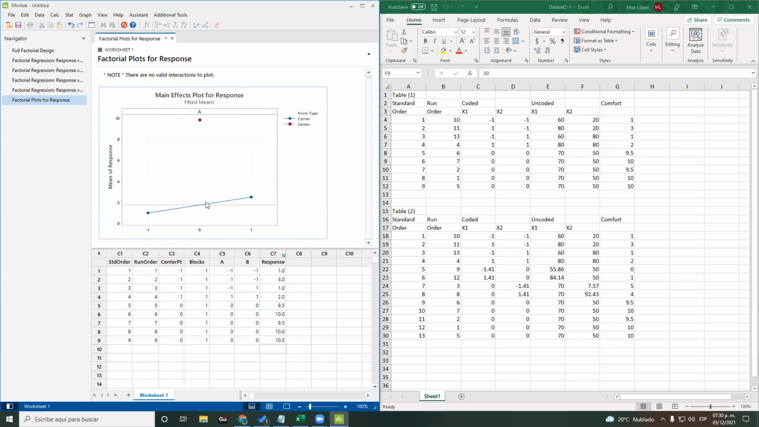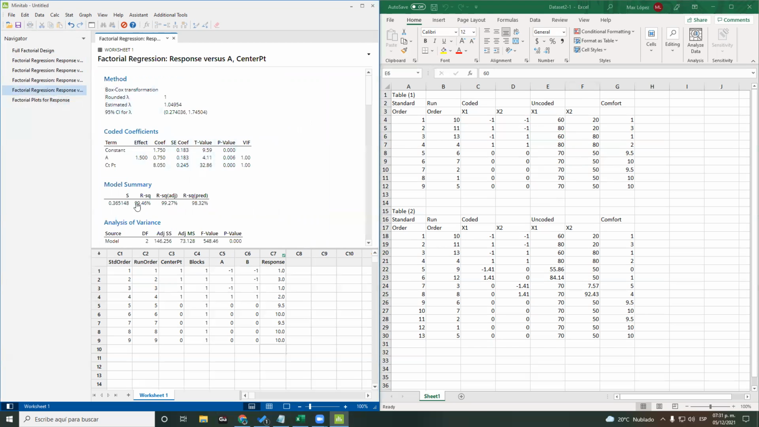Okay, so we can see here that the greater response is a mean of 2.5 at level 1, and the lower is at the lower level, -1. That will be 60 for factor A. Now, with these results, we can run a power analysis.